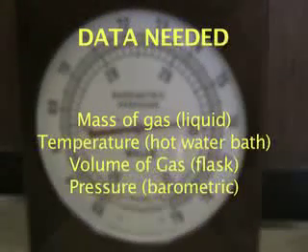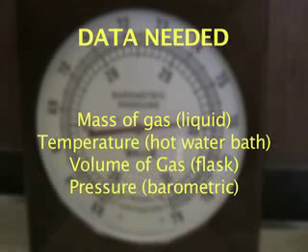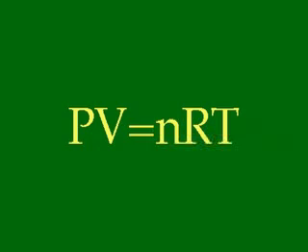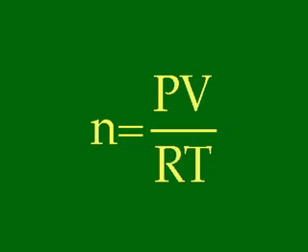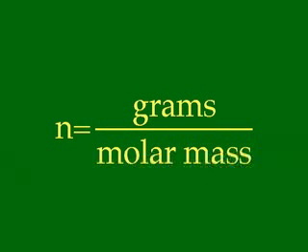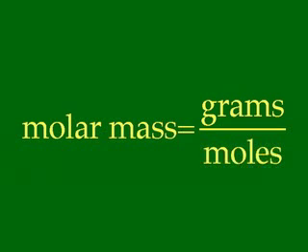In order to do a calculation using the ideal gas law, we need to know the mass of the gas, the temperature of the gas, the volume of the gas, and the pressure of the gas. We can use the ideal gas law, rearranging it to solve for the number of moles of gas that must have been in our flask. Once we solve for moles, we can use the grams of the liquid that we had, which was the grams of the gas, and find the molar mass of the unknown volatile liquid.